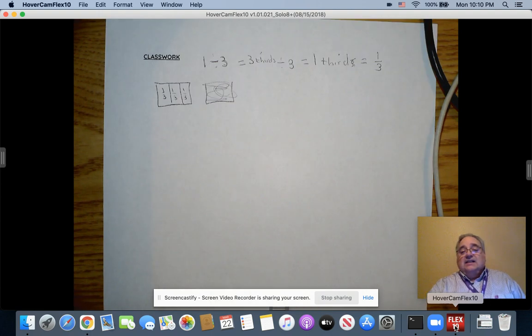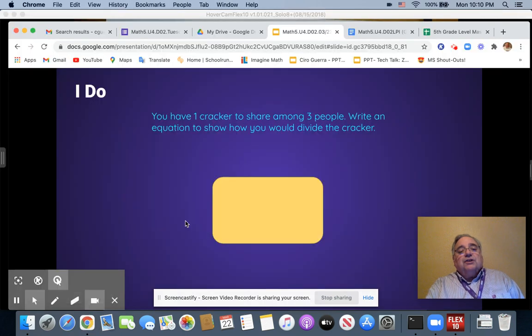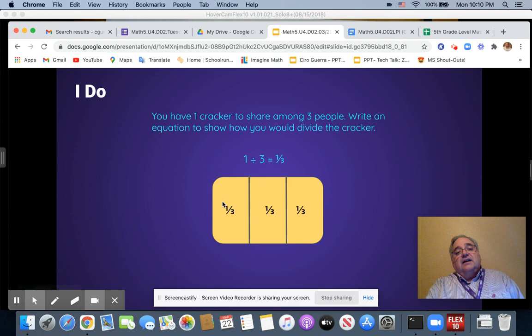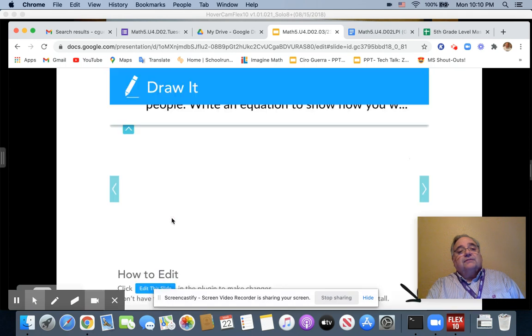Simple, guys. Hopefully you understand it. If you're not, please let your teacher know so that we can work out some more problems. I do have other problems coming up, which you can practice. Very quickly, this is what it's going to show you. You divide it, that's the answer. Each one will get a third of a cracker.